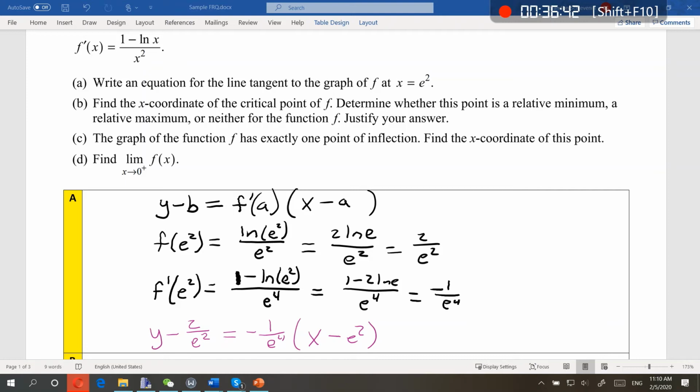Okay, cool. So for part B, we are looking for the x-coordinate of the critical point of f, and we need to decide whether this is a relative minimum, maximum, or neither, and then justify our answer. What would I have to do in order to get a critical point? Set the slope to 0. Okay, either set the slope to 0 or make the slope undefined. So I've got our equation for the slope here, so I'm going to copy that as my first step for B. f prime is 1 minus ln x over x squared.